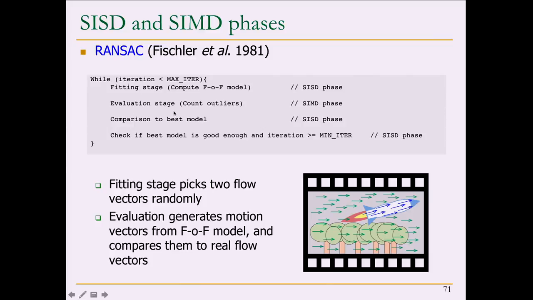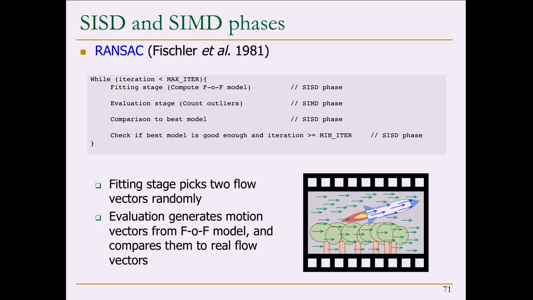In the fitting stage, what we do is generate the model from two randomly picked flow vectors. We generate what is called the first-order flow model. The generation of this model is completely sequential, so it's a good fit for CPU threads.